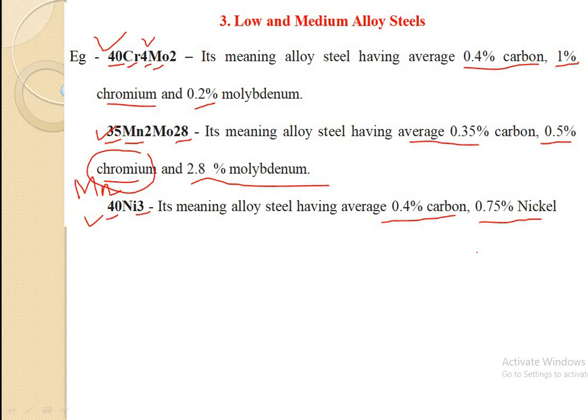So in this lecture we have seen how the mild steels are designated on the basis of mechanical properties, how the mild steels are designated on the basis of chemical composition, how the free cutting steels are designated on the basis of chemical composition, and how low and medium alloy steels are designated on the basis of chemical composition. I hope you have understood how the designation is carried out regarding the steels.